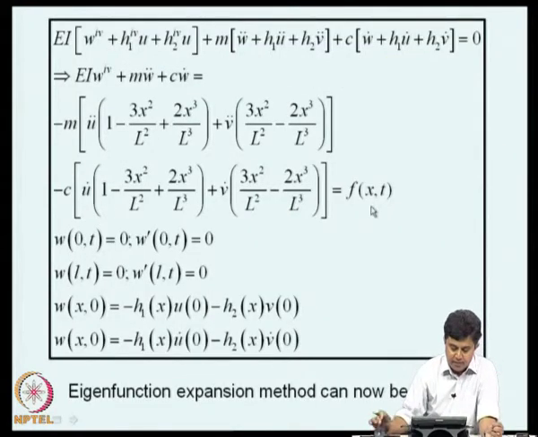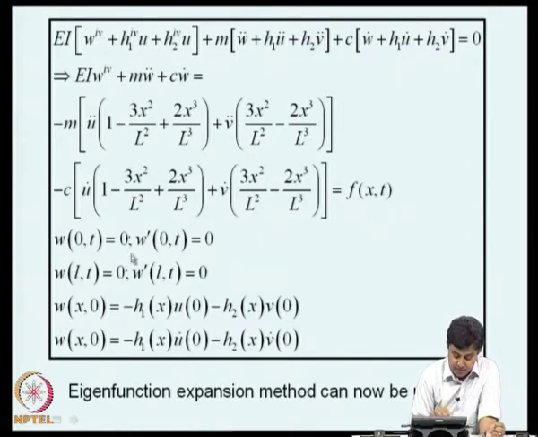So, with this we now go back to the original field equation. h1 fourth derivative is 0, h2 fourth derivative is 0. So, I get E I w fourth derivative plus m w double dot plus c w dot is equal to the remaining non-zero terms put on the right hand side. The quantities on the right hand side are given. m is known, u double dot is known, v double dot is known, c is known, u dot is known, v dot is known, and so on and so forth, and I call this right hand side f of x comma t.